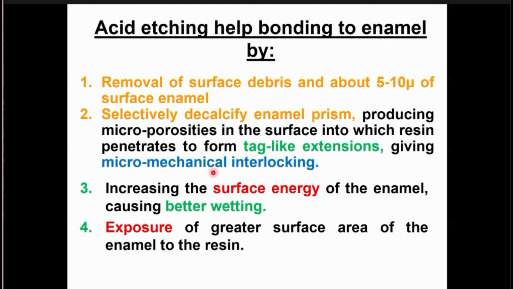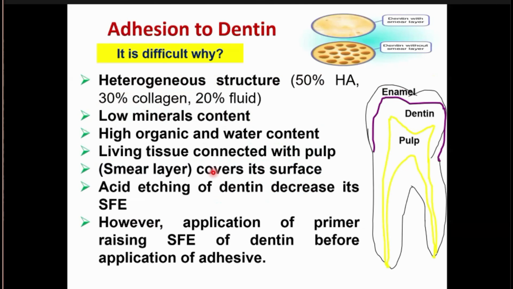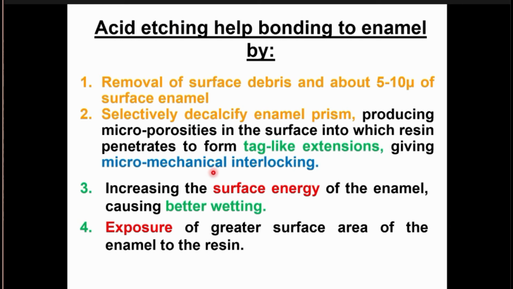Also, it increases surface energy. If you remember the slide of wetting, increasing surface energy will improve the wetting, will lower the contact angle and give us better adhesion. Also it gives us surface area. So better surface area will give us a good bond. Low surface area will give us a weak bond. I hope everyone is clear about the acid etching technique and bonding with enamel.